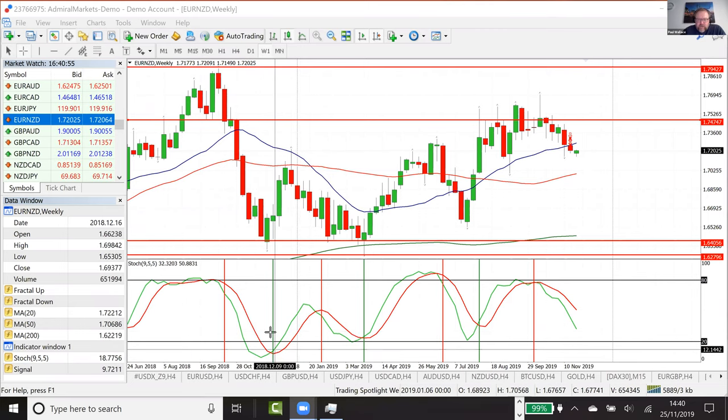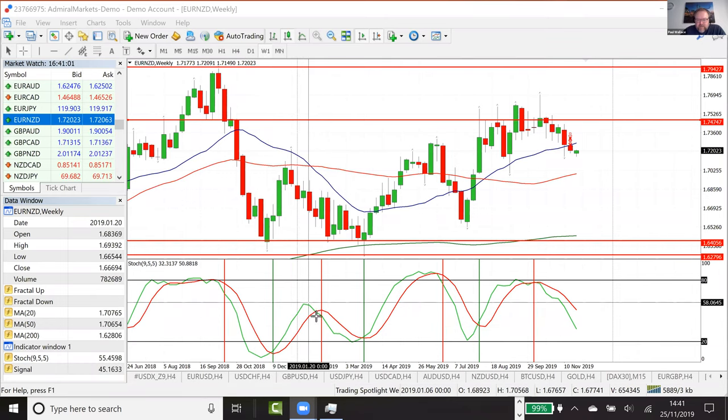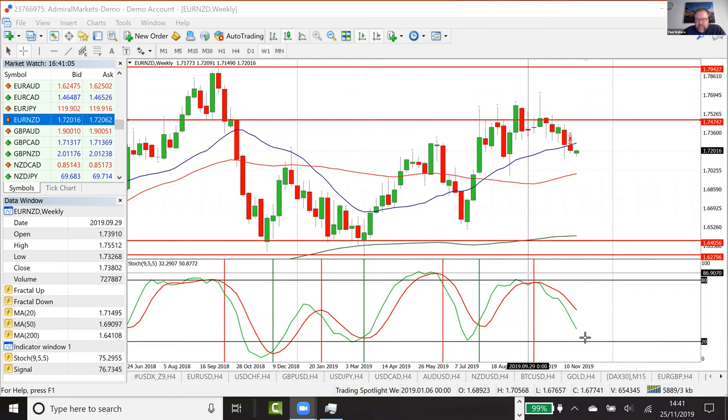So when it crosses up, I draw a simple green vertical line because it tells me that I'm in a bullish phase. And then it drops and it's bearish, and then bullish. And presently we're in a bearish phase there, aren't we?